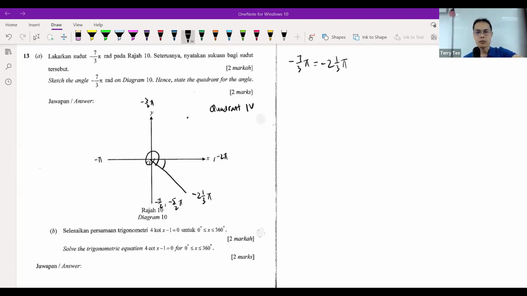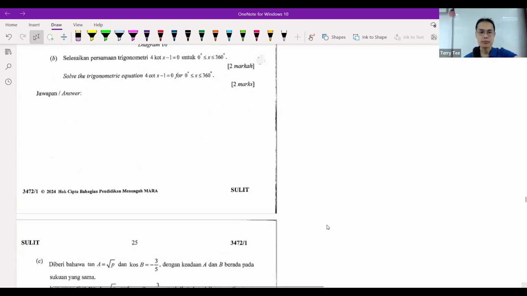All right. Or maybe you can write fourth quadrant. Fourth quadrant, or you can write the normal 4, not the Roman 4. Doesn't matter, whichever. Okay. Now, next one. Solve this trigo equation for part B.